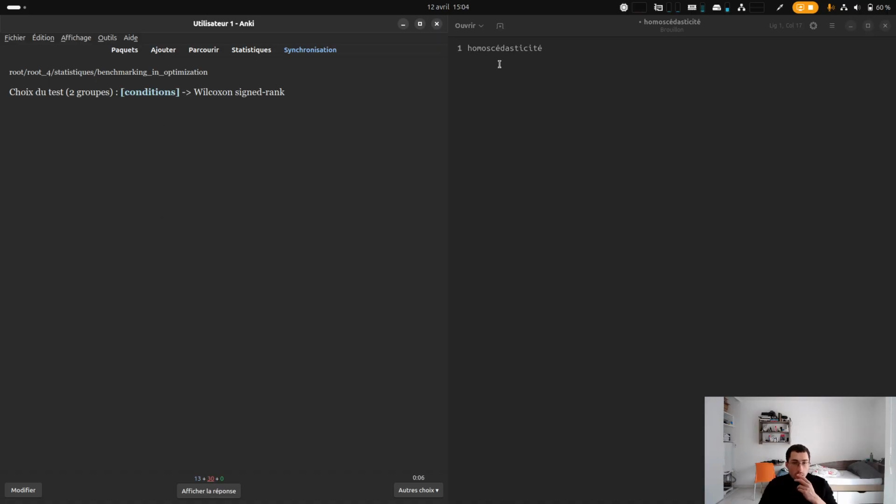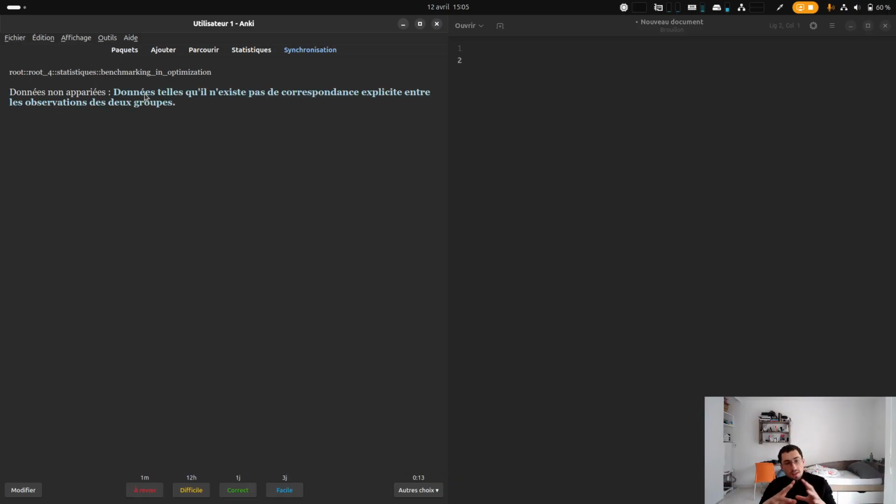So yes, if you have non-parametric but paired data. Non-parametric but paired. Non-matched data, simply data where samples have no correlations from a group to another. Like, I don't know how to explain it. Seeds are not set the same between those groups, if you wish.